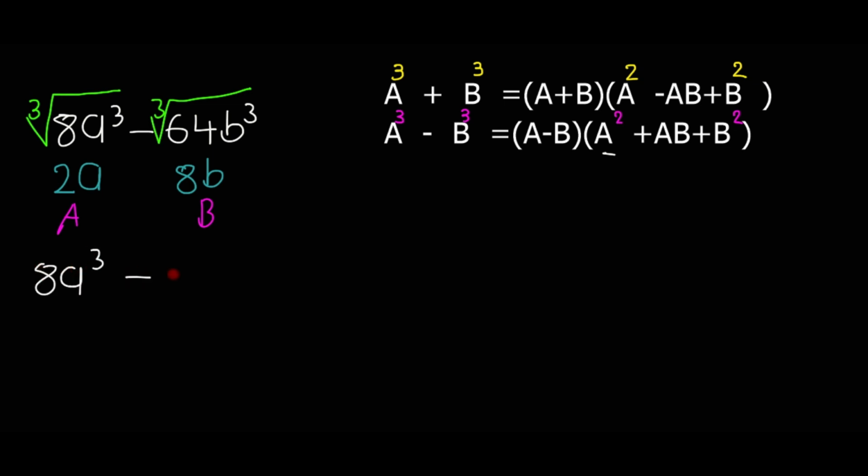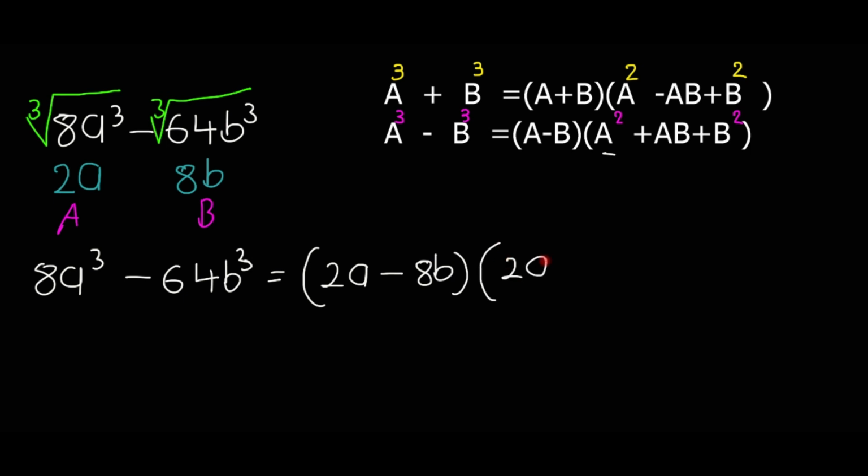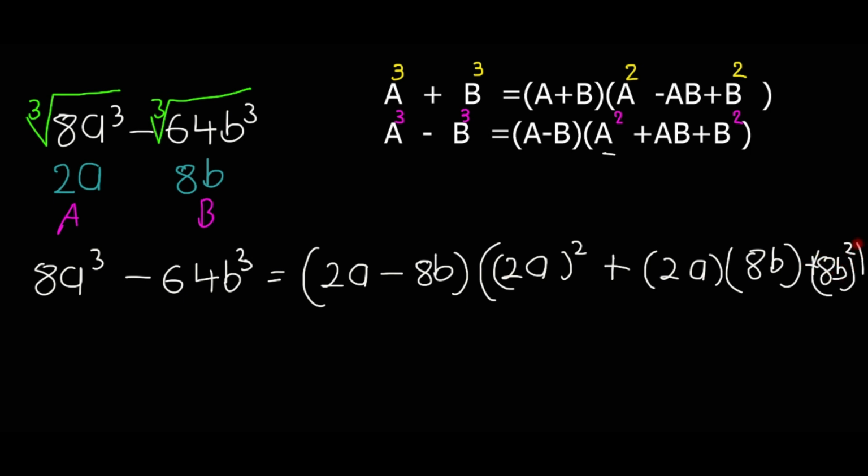8a cube minus 64b cube equals, and then our a is 2a, and then our b is 8b, and then a squared is 2a, and then radical squared, and then plus our a is 2a, and then our b is 8b, and then this is 8b squared. So from there I can simplify.